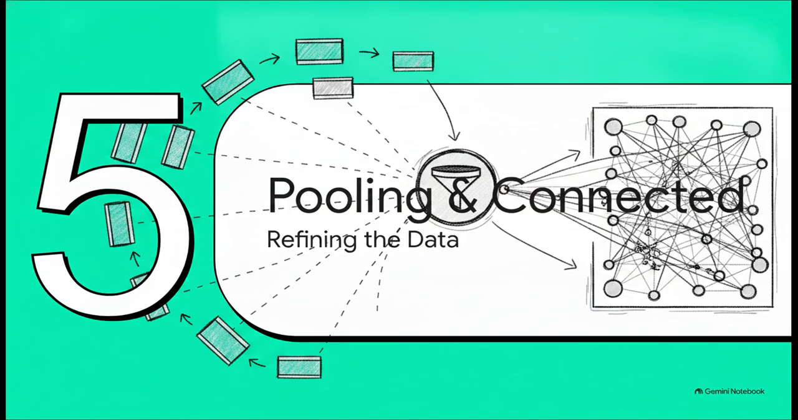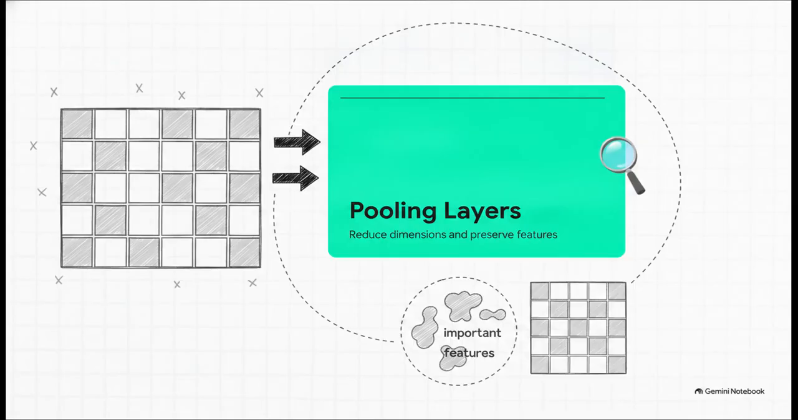Time to refine things. So, what do pooling layers do? They reduce dimensions while preserving the really important features. Basically, they take those large feature maps we just made and shrink them down, which means compression. If we decide to keep only the absolute highest value in a region, that's called max pooling. But if we take the average of the values in that region, it's average pooling. Either way, it makes the entire network faster, lighter, and prevents it from just memorizing useless noise.